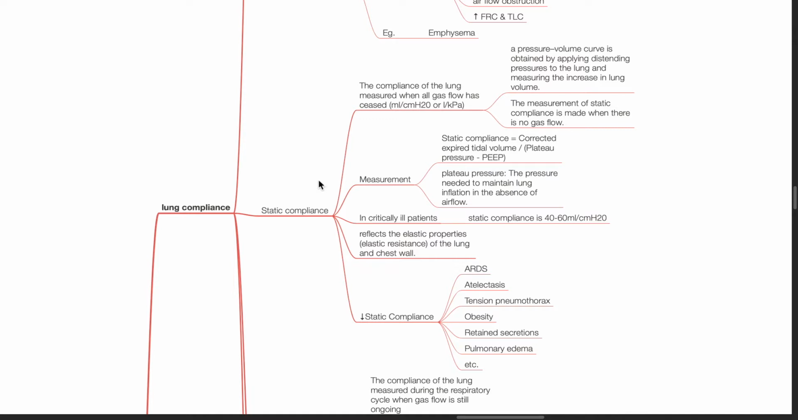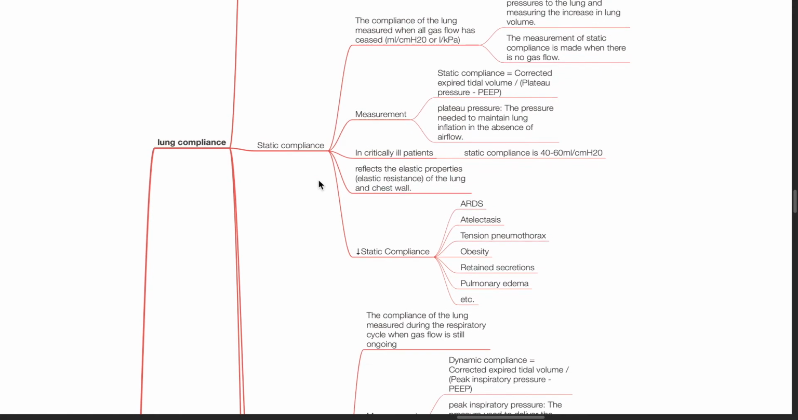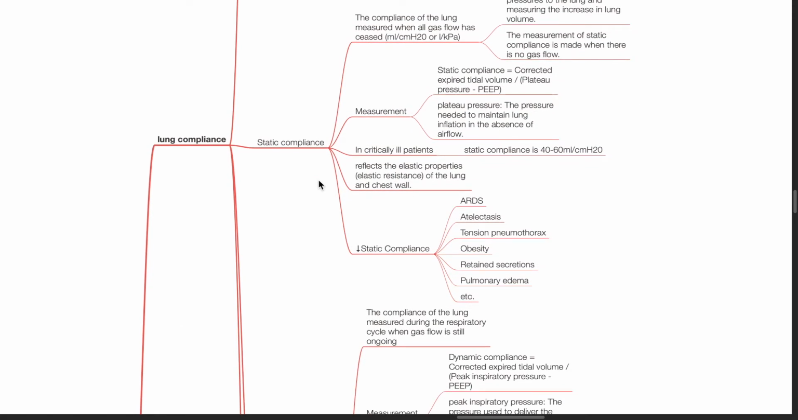Plateau pressure is the pressure needed to maintain lung inflation in the absence of airflow. In critically ill patients, static compliance is normally 40 to 60 mL per cm H2O. Static compliance reflects the elastic resistance of the lung and chest wall. Causes of reduced static compliance include ARDS, atelectasis, tension pneumothorax, obesity, retained secretions, pulmonary edema, etc.